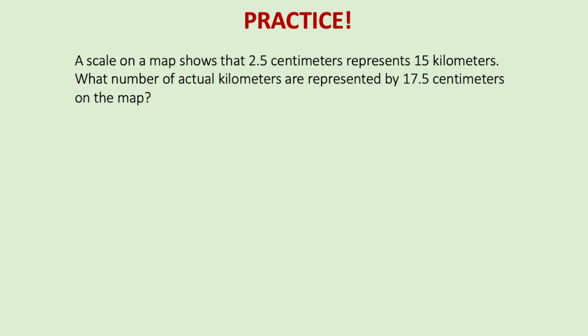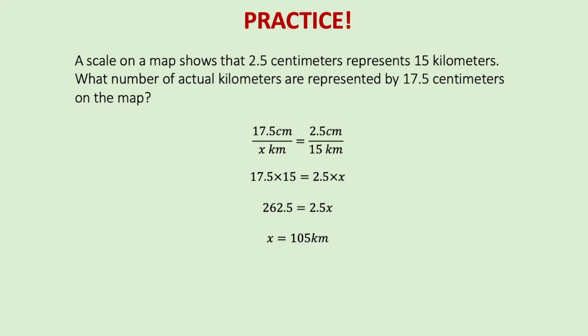So we're going to set up a proportion again. We have 2.5 centimeters over 15 kilometers is equal to 17.5 centimeters over x kilometers. So we have our scale factor here, and then we have our known length here, and then our unknown length here. So we're going to cross multiply, which will give us 17.5 times 15 is equal to 2.5 times x, and that gives us 262.5 is equal to 2.5x, and then we divide each side by 2.5, which will give us 105 kilometers.